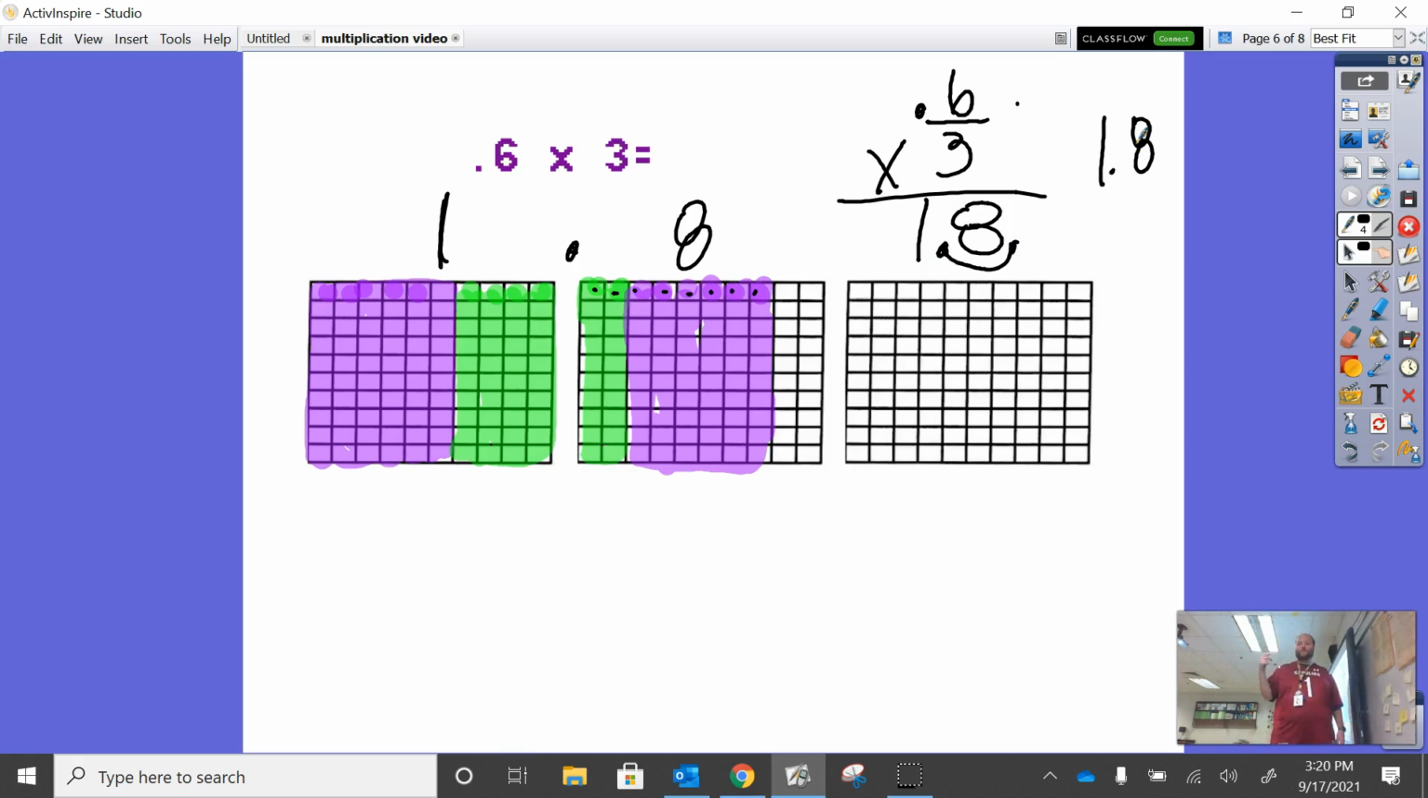Again, modeling you have to know, just because it's in our standard for 5th grade, but overall, the algorithm is your quickest way, all right?